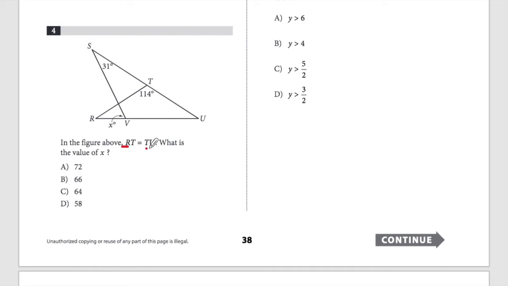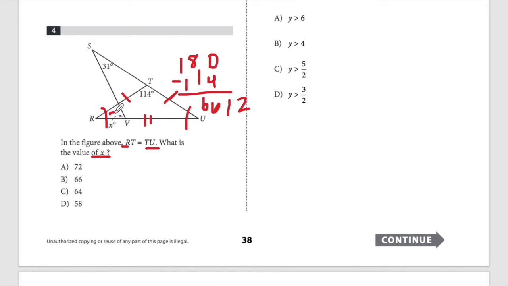So in the figure, RT equals TU, so we know this is equal to this, so I'll put tick marks there, which shows that this is an isosceles triangle. And what is the value of x? So I'm going to first solve for this. So I'm going to do 180 minus 114 and get this value first. So that is 66, right? Okay. And then we can divide that by 2 because there are 2 of these, right? And then this would have to be 33 because 66 divided by 2 is 33, and this would have to be 33. And then this is a straight angle. So then this would have to be 66 degrees.